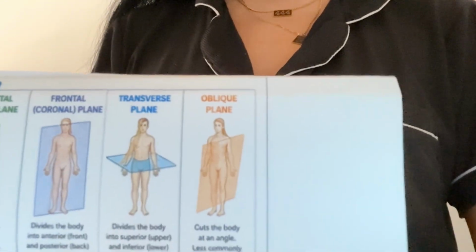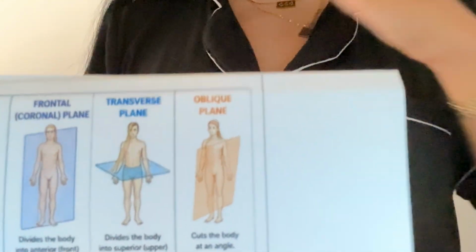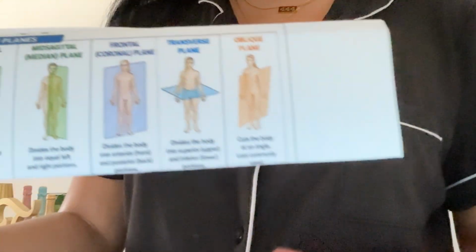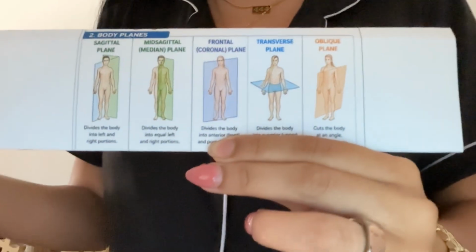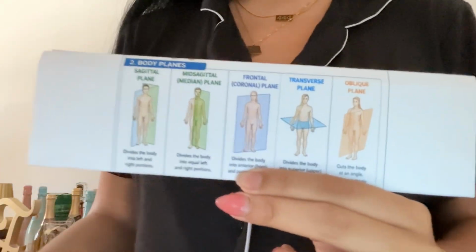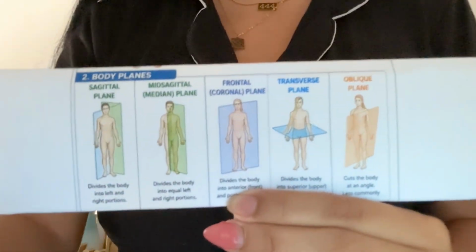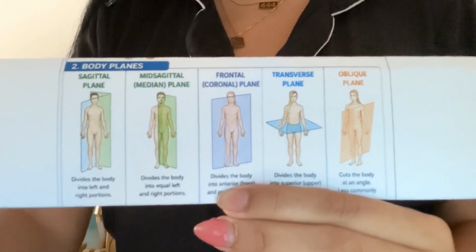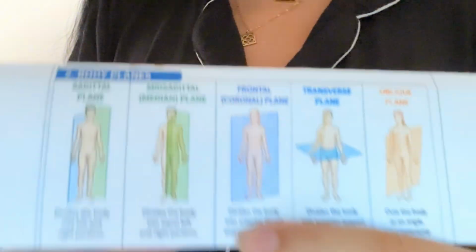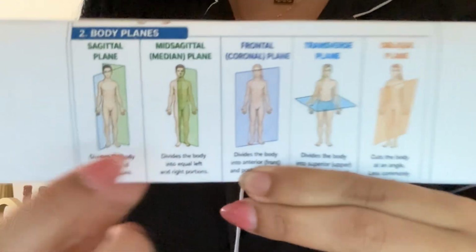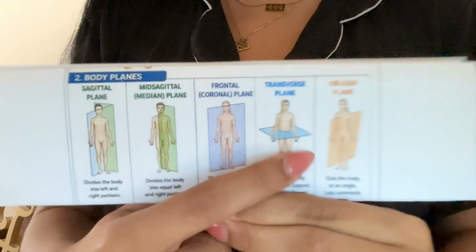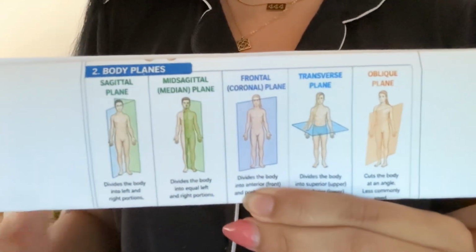Then we have the oblique plane. The oblique plane cuts the body at an angle. It is less commonly used, but it is really important in medical imaging. Those are the body planes. As we see, we have a couple, which are really important to be able to determine in which area the body is divided.